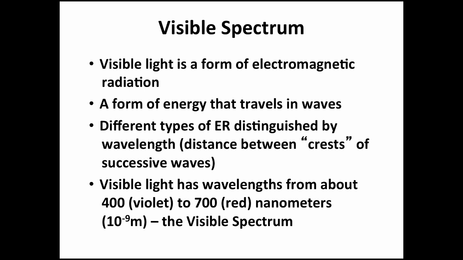Visible light, the light that we can see, represents a small portion of the range of different types of electromagnetic radiation. Visible light is electromagnetic radiation that has wavelengths ranging from about 400 nanometers, that would be violet light, up to about 700 nanometers in length, that would be red light. So all of the wavelengths of electromagnetic radiation that fall within that range from about 400 to 700 nanometers is what we call the visible spectrum. These are all of the different forms of visible light.